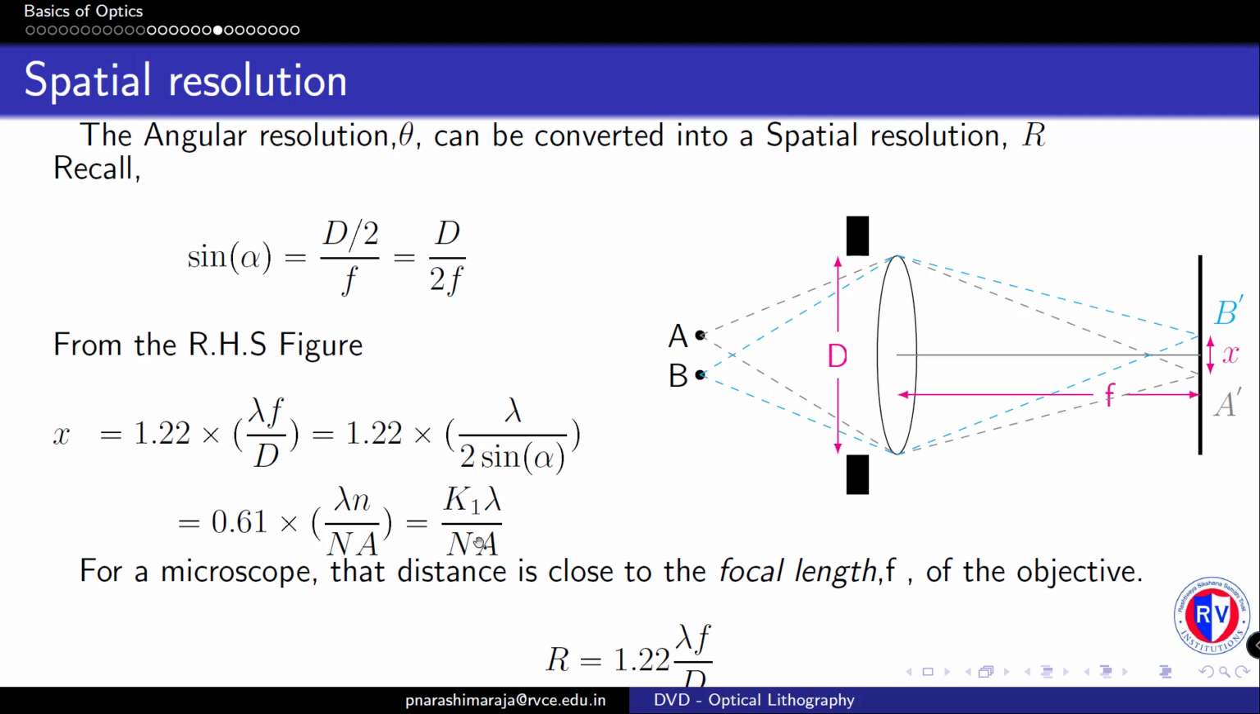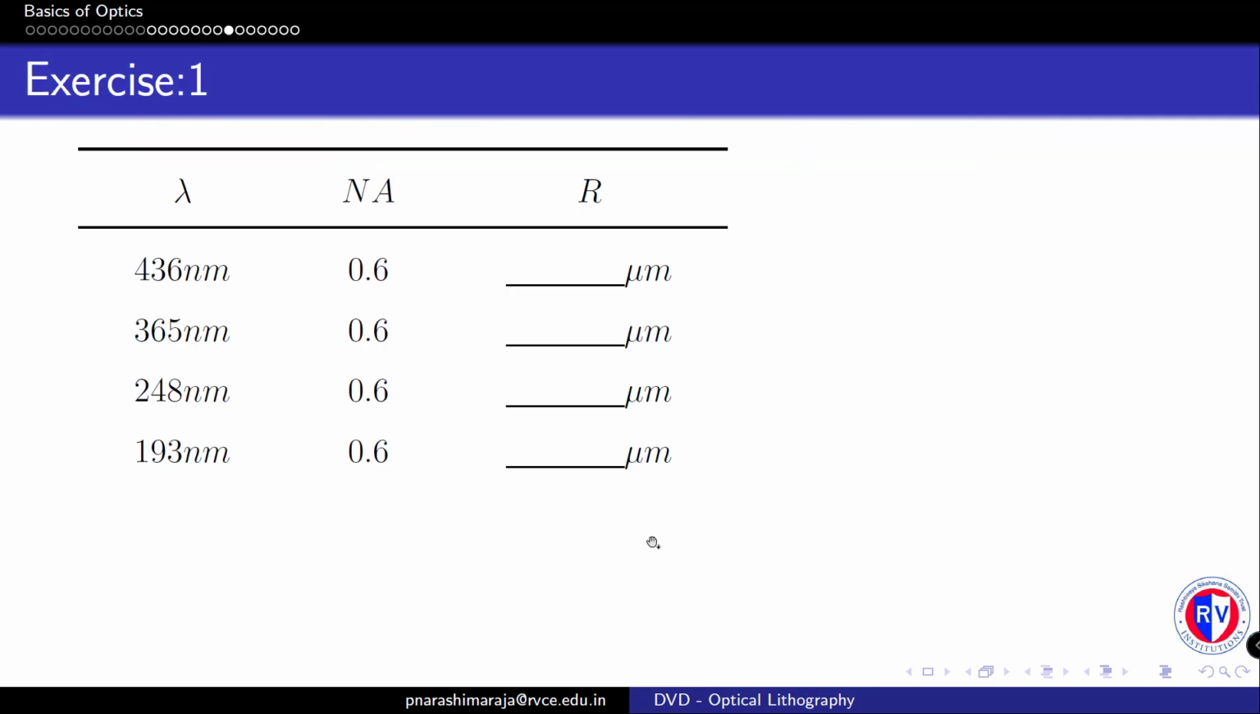So now let us move on to our last parameter of the optics, which is the depth of focus. Before that, you can try to solve this spatial resolution based on the value of lambda that is given and the numerical aperture of the lens, and you can assume the value of n to be equal to 1, which is the refractive index of air. Okay, so based on that you can compute the spatial resolution. Yeah, so now we'll move on to our last parameter.